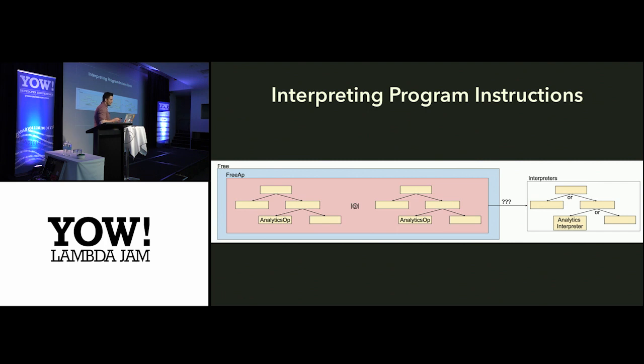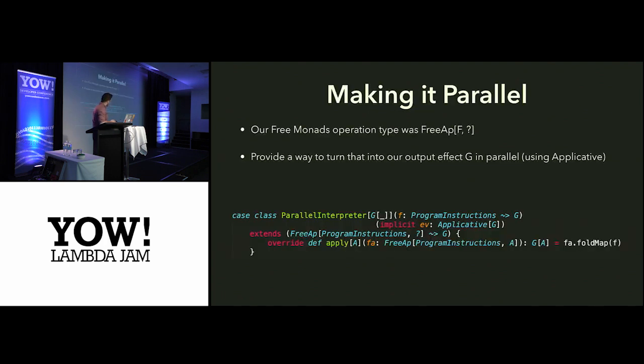So in order to make it parallel, we add something like this, just a little parallel wrapper. What this basically does is it says, give me some program instructions and something, in this case it's a task, that we can evaluate it to, and some applicative instance G. Now the reason we have this applicative is so that we can show that these things are independent. And then we extend FreeApp of program instructions to G. That's basically saying now we can transform the free thing with the operations within it into some effect type.